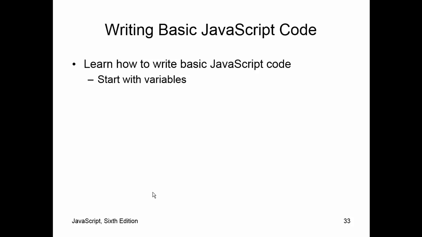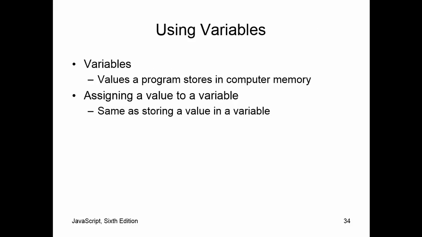Learn how to write basic JavaScript code. Start with variables. And what's a variable? A variable is a location in memory that holds a value that can vary. That's why the name is variable. When you create a variable, you can give it a value. That's called assigning a value to a variable or initializing a variable.